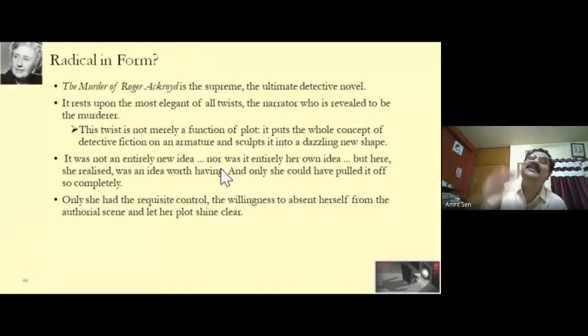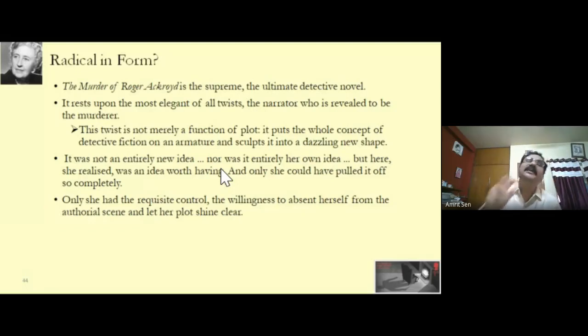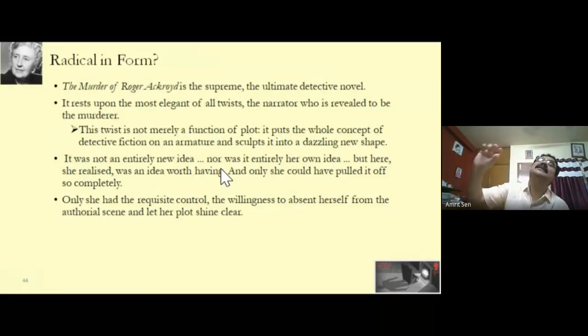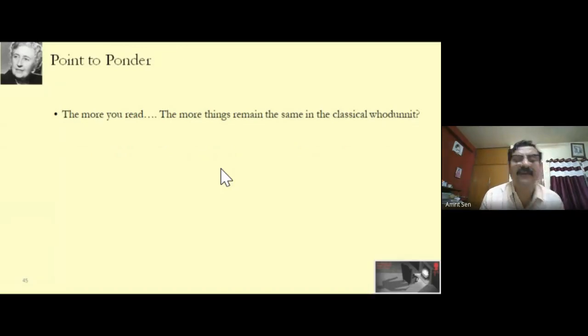So তিনটে layer of narrative. একটা layer Dr. Shepherd, second layer Hercule Poirot, who will expose the narrative of Dr. Shepherd. A third layer is Agatha Christie, who will control both these narratives of Poirot and Dr. Shepherd. এইখানেই narrative ingenuity, এইখানেই narrative complexity. But the point to ponder about detective fiction is, এবং আজও তুমি যখন পড়ছো Agatha Christie থেকে ব্যোমকেশ পড়ছো, the more you read, the more things remain the same in the classical whodunit, right?